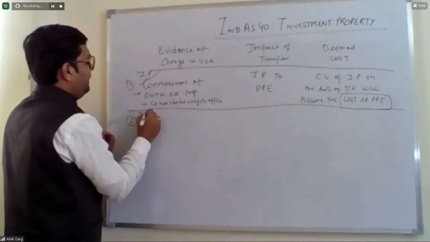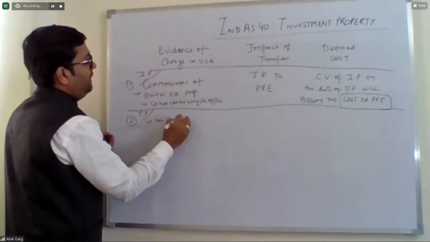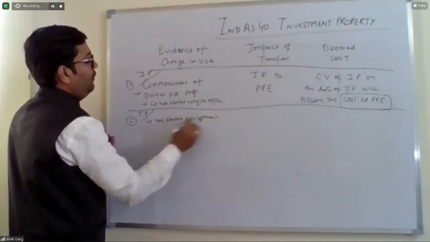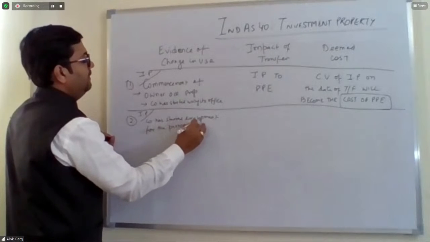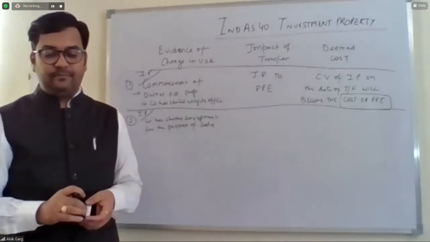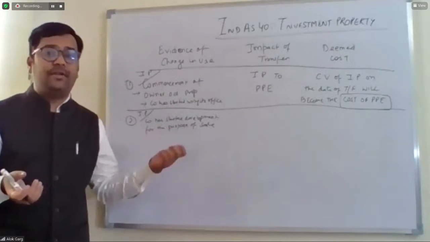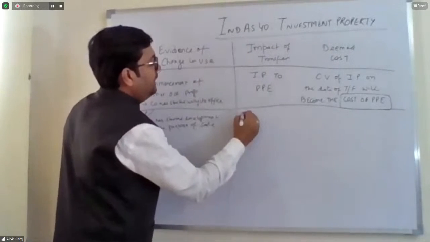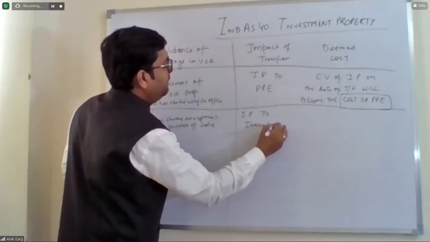From investment property, earlier it was investment property, now the company has started development, renovation or development for the purpose of sale. If it is for the purpose of sale in the ordinary course of business, it will become inventory. So in this case, the impact of transfer will be investment property to inventory, Ind AS 40 to Ind AS 2 inventory.